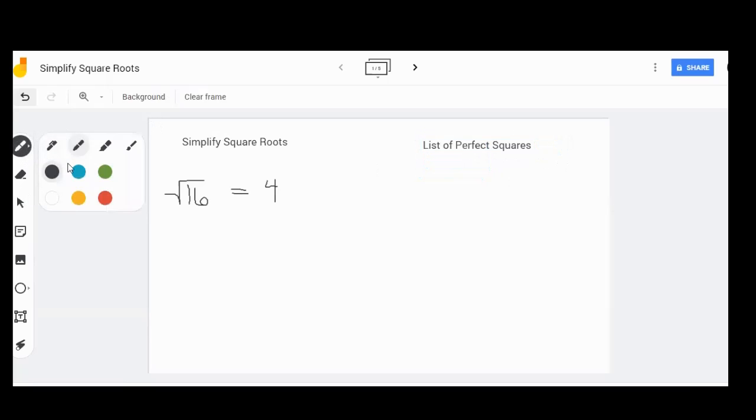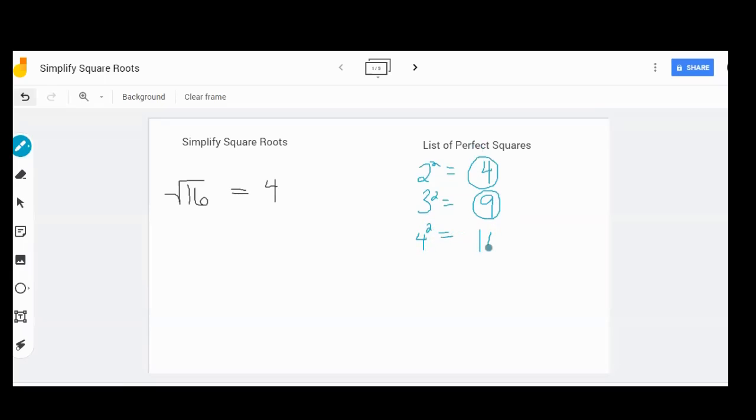I'm going to show you how to make a list, and then you want to use this list every time. So let's start. 2 squared equals 4. That means 4 is a perfect square. That's on my list. Now you go up and make another one. 3 squared is 9, so 9 is a perfect square. See, I'm making my list. My list is circled. 4 squared is 16. Therefore, 16 is a perfect square. 5 squared gives us 25. 25 is a perfect square. And you just keep going.